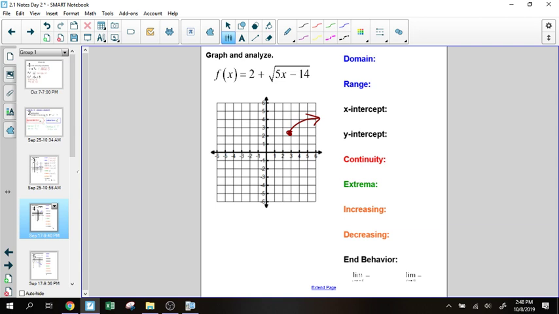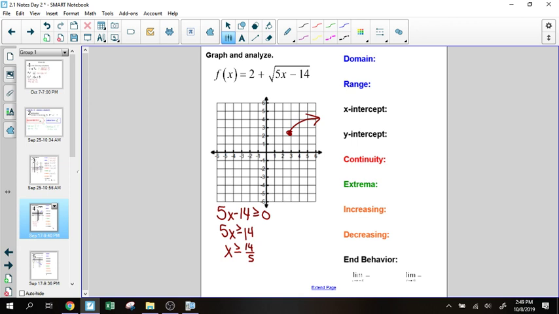So domain, this has a domain restriction, right? It is a radical, and the restriction on a radical has to be greater than or equal to 0. That's where our domain comes from. So I take what's underneath my radical, and I set it greater than or equal to 0. Solve for x. At this point, this turns out to be a nice number. I don't really care how you write this, 14/5, 2 4/5, 2.8. It's all the same thing, and we didn't have to round, so I don't care which way you write that.